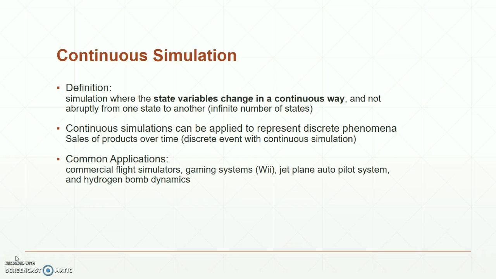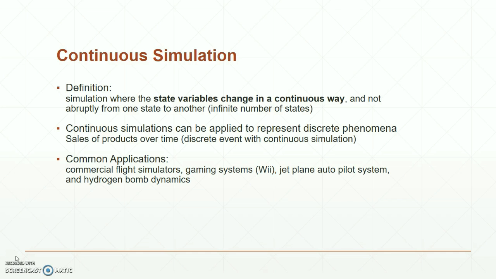All right, so continuous simulation is a little bit different than discrete event simulation. The main difference you're going to find is that continuous simulation is where state variables change in a continuous way. In other words, there's not an abrupt jump from one state to another, which means there's an infinite number of states, really. And continuous simulations can be applied to represent discrete phenomena as well.